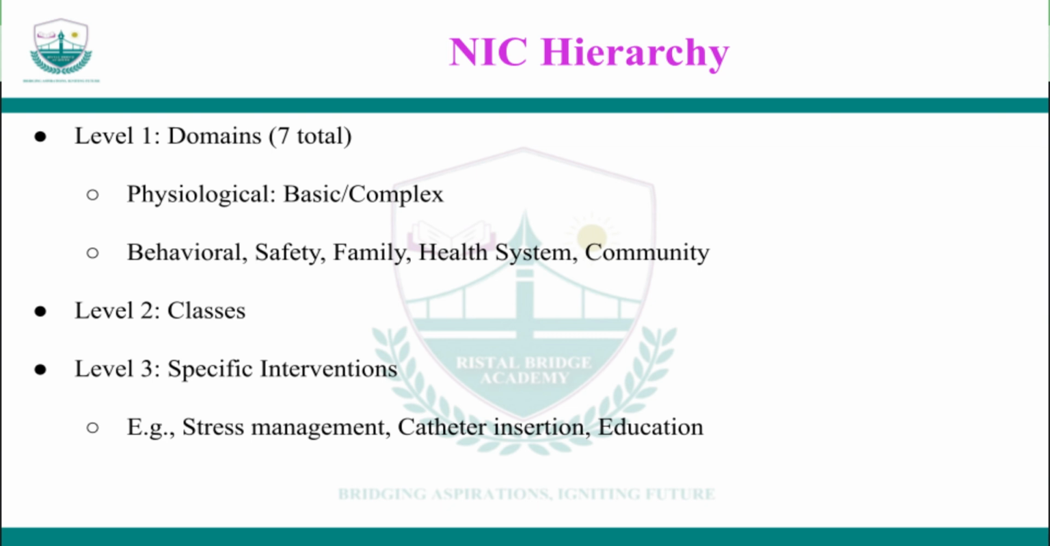Level 1 consists of 7 domains, and these include the following: the basic physiological, and the complex physiological, behavior, then we have safety, family, health system, and the community. So the second level involves each domain, which is further classified into different classes. These classes offer a more specific description of interventions within the domain.